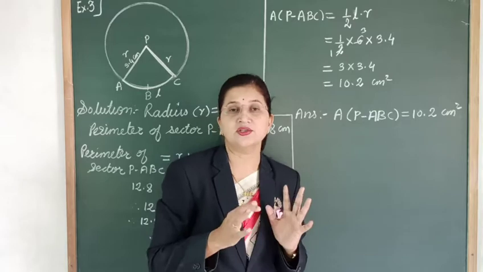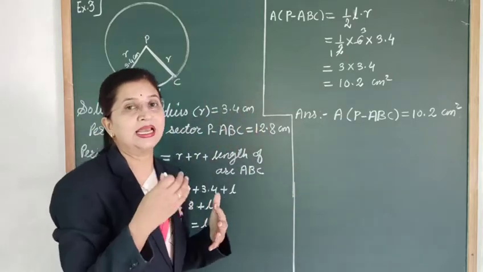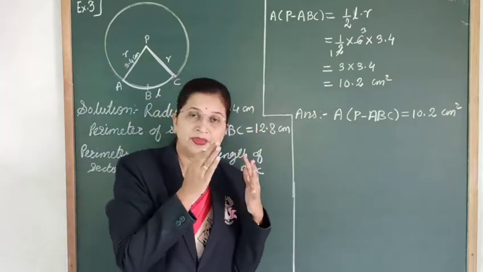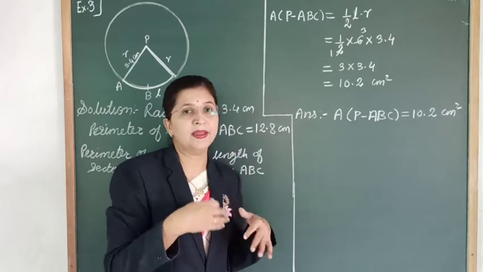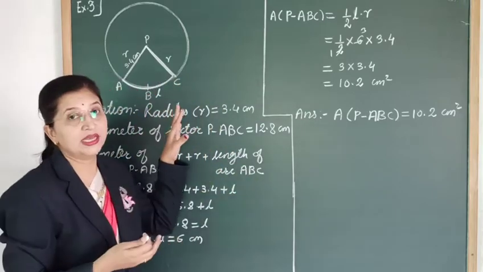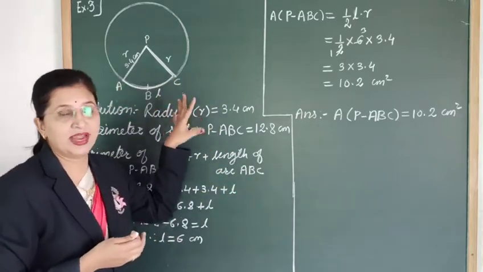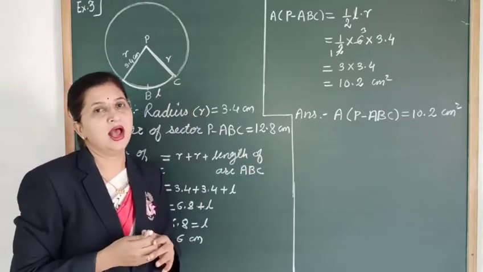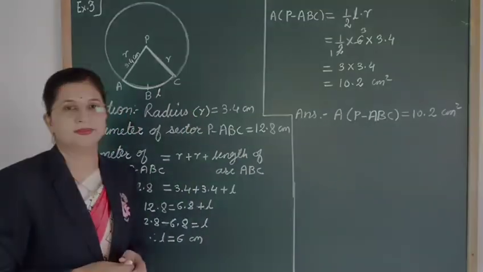Okay. So dear student, in this way, instead of giving the length of arc or theta, we can be given the perimeter. So in that case, we have to solve in this way. Okay, I hope it's clear to you. Now let's have another example.